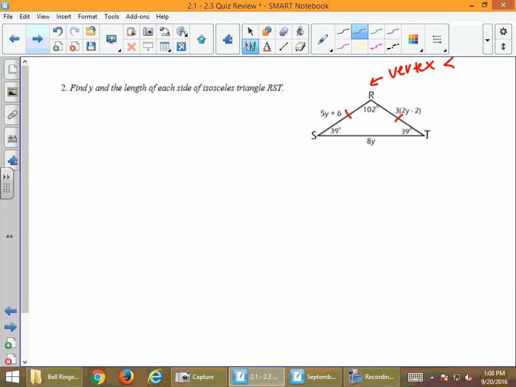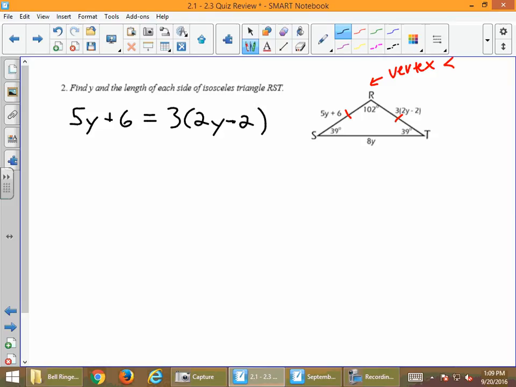We'll start learning later on about these base angles. If they're the same, that means it's an isosceles triangle. We'll go down the road with that later. But since I know they're the same, I'm going to set them equal. So I'm going to say that 5y plus 6 is equal to 3 times the quantity of 2y minus 2. So minus 2. All right.